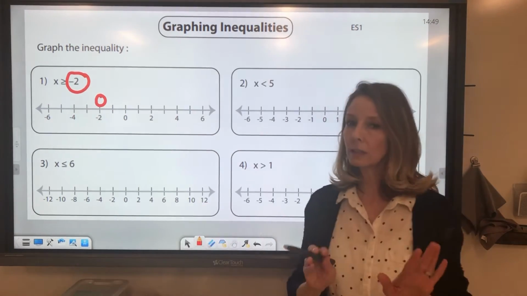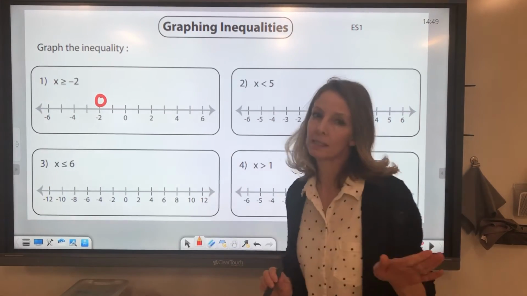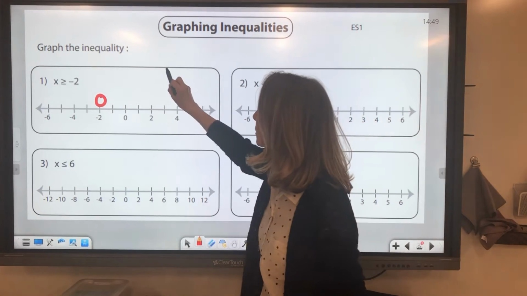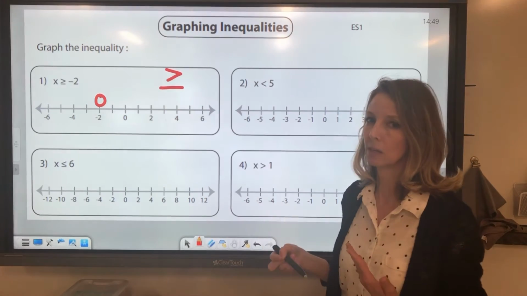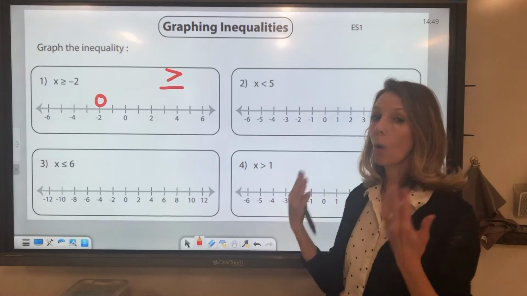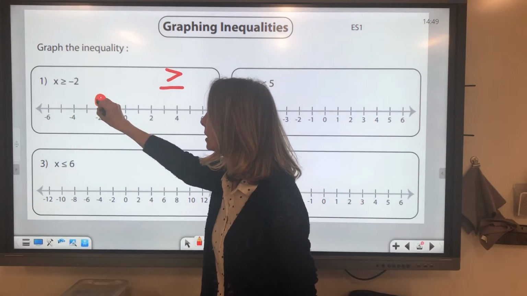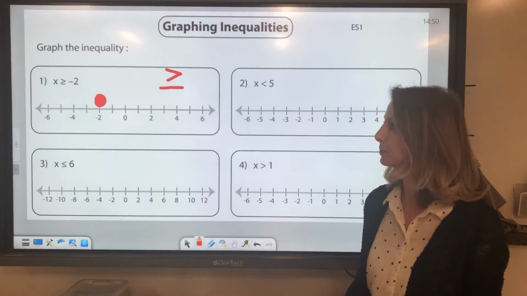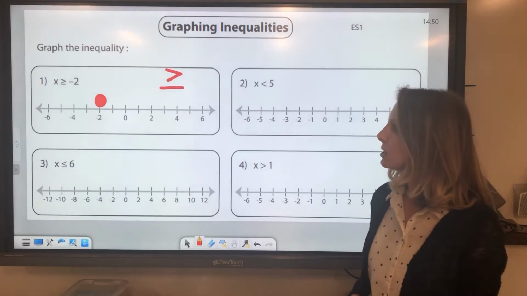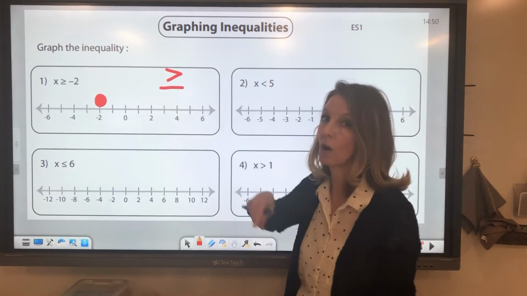Now this is really important. I need to look at my symbol, and I noticed that my symbol was a greater than or equal to. It had that line underneath it that means or equal to. If it's an or equal to problem, wherever I've drawn my circle, I need to fill in my circle. I need to make it a closed circle. So now I have a closed circle because of the or equal to on the -2.